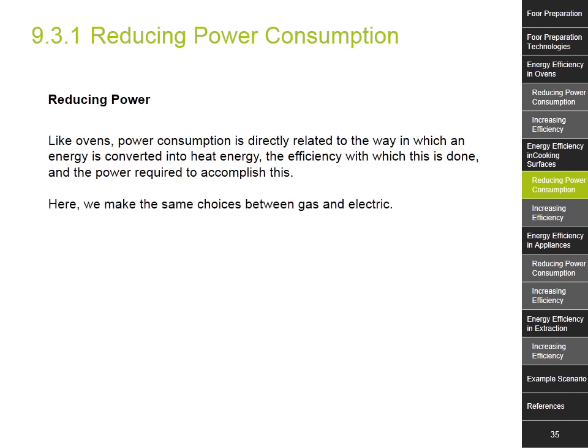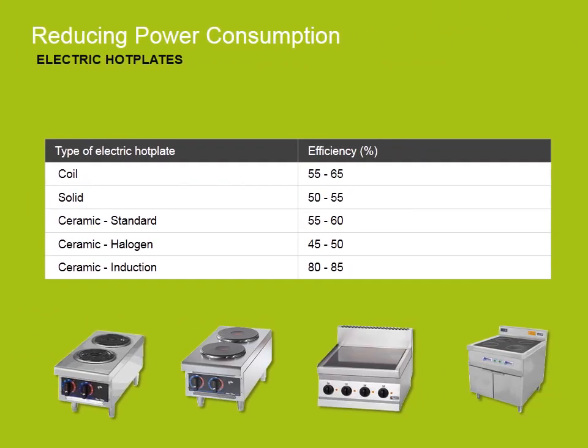Here we make the same choices between gas and electric. There are three types of electric hot plates: coil, solid, and ceramic. There are also three different types of ceramic hot plate: standard, halogen, and induction. Radiant coil hot plates respond rapidly and are easy to adjust. They are the cheapest electric hot plate on the market and are more efficient than solid and ceramic standard and halogen hot plates. They can usually hinge up to allow for easier cleaning.